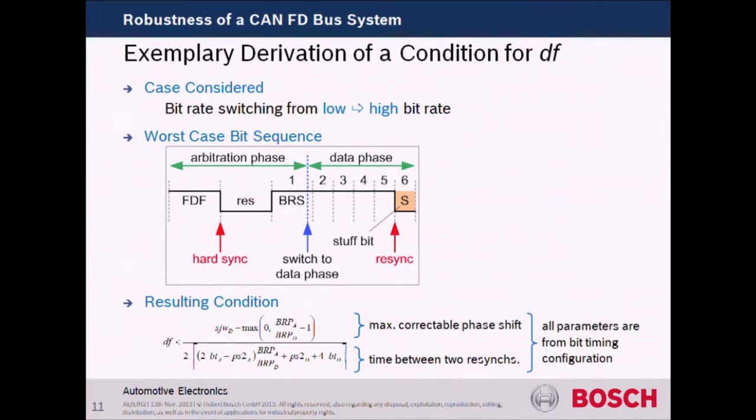And now you think, OK, that looks quite complicated. Where do I get the parameters from? Everybody who operates a KNFT bus has the parameters, because these are the parameters from the bit timing configuration. So you have them if you operate a KNFT bus. In total, we found 5 of these conditions. They are listed in this table.